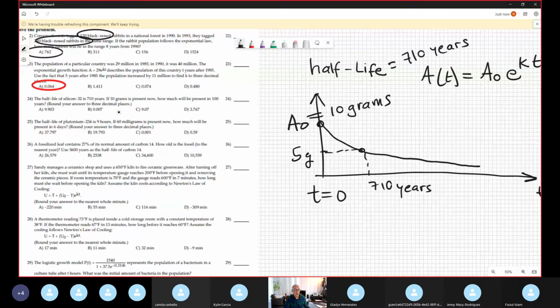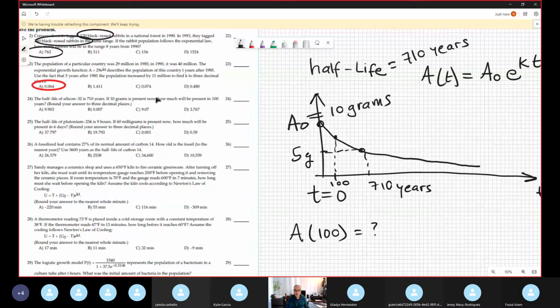Now, how much will be in 100? I need to find the amount of substance in 100. It is the thing I don't know. The time is 100. I suppose it's the quantity between 10 and 5. I don't know exactly, but this is not linear. This is exponential, so you cannot figure it out using slope. So now round your answer to the 3 decimal place.